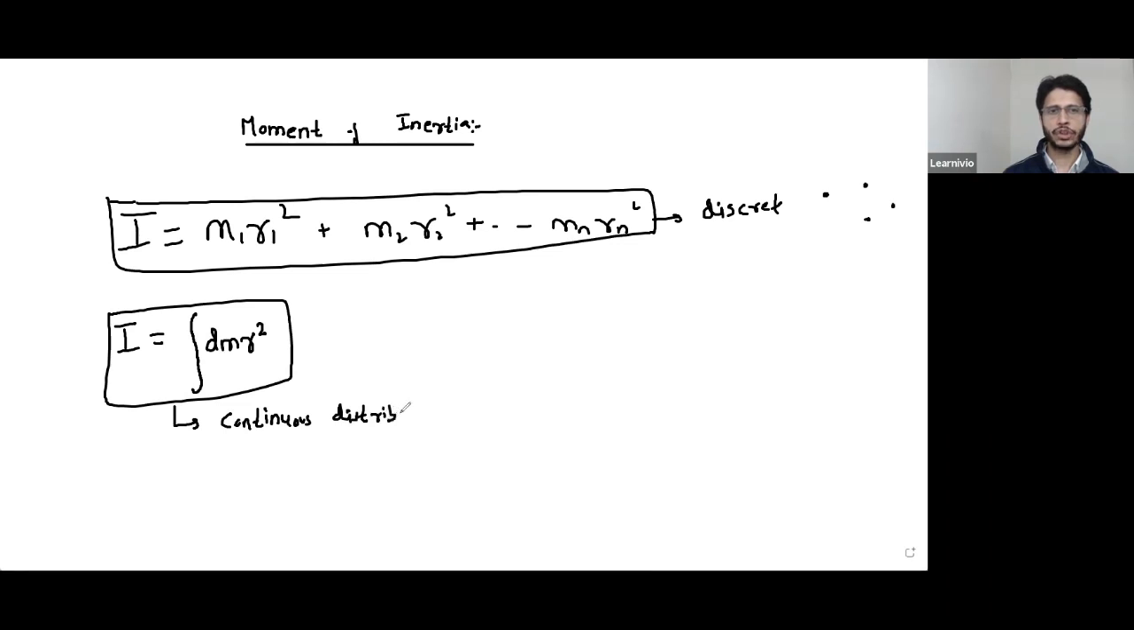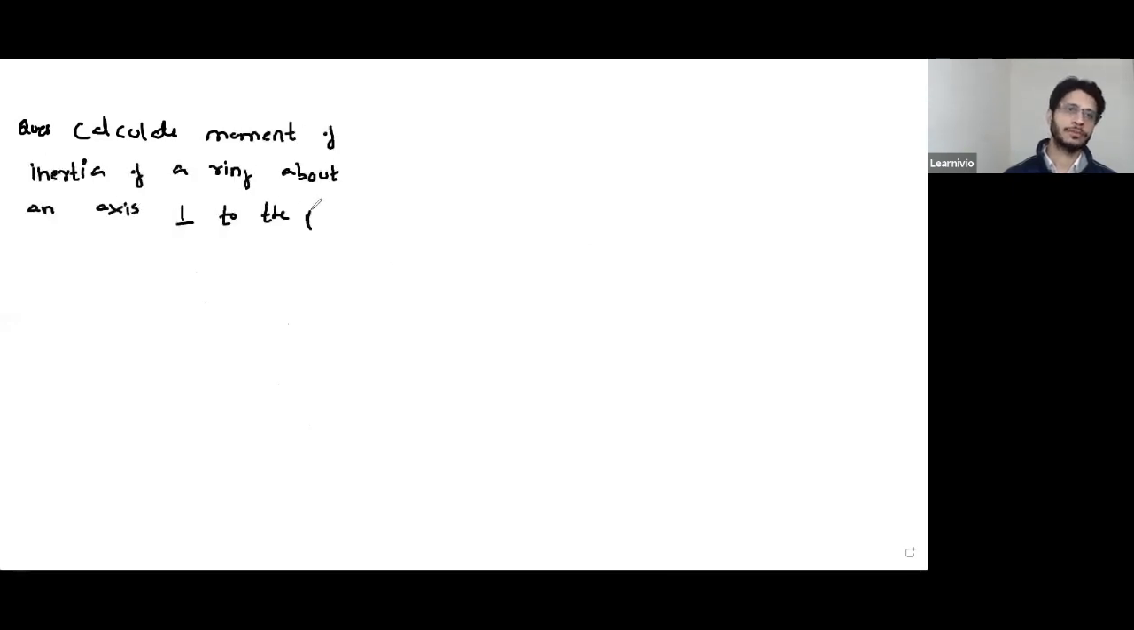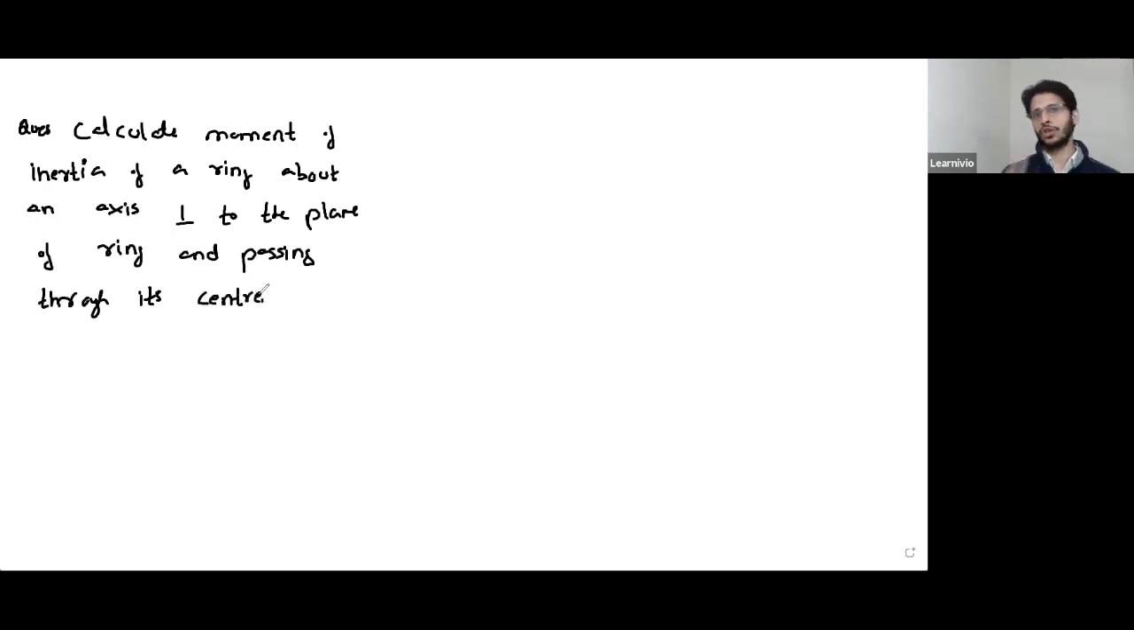We did few questions in the last class for discrete distribution. Today we will do questions on continuous distribution. So let's solve the first question. The first question says calculate moment of inertia of a ring. There is one axis which is passing through the center of the ring and is perpendicular to the plane of the ring. You have to calculate moment of inertia about that.